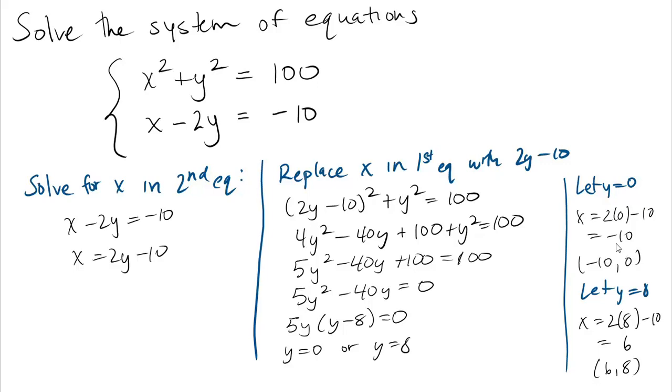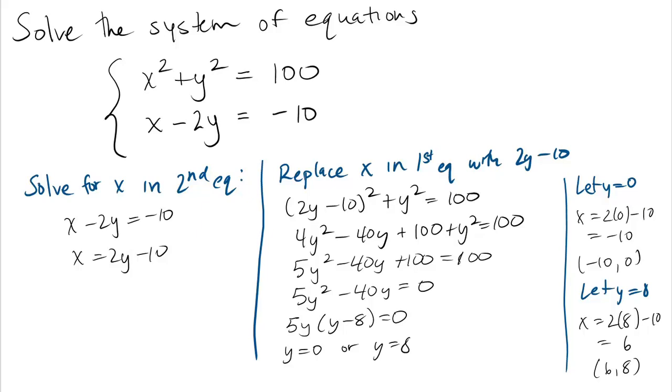-10 squared plus 0 squared really is 100. 6 squared is 36, 8 squared is 64, 36 plus 64, also 100. And again, we anticipate that these work in the line because the substitution equation came from the line. So this is that scenario where the line passes through the circle twice.